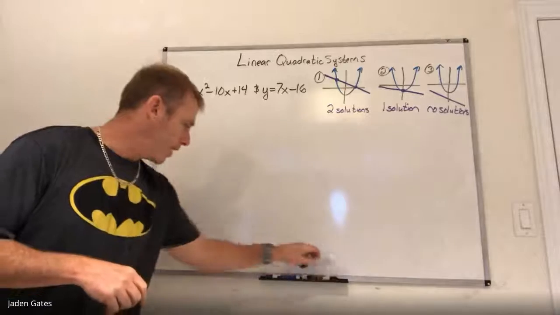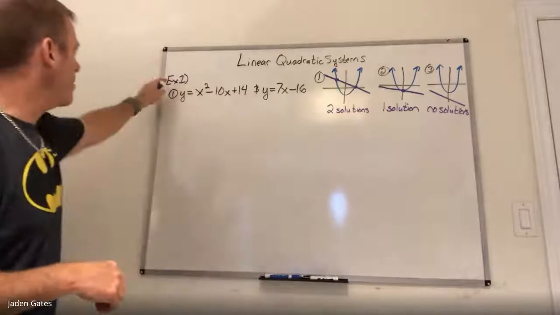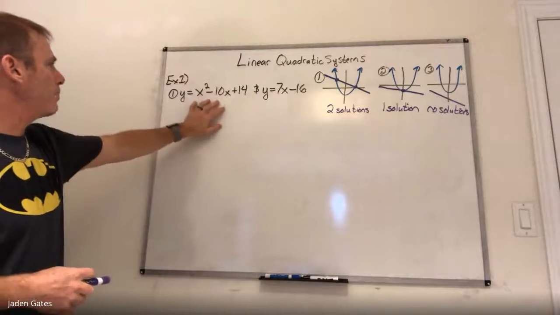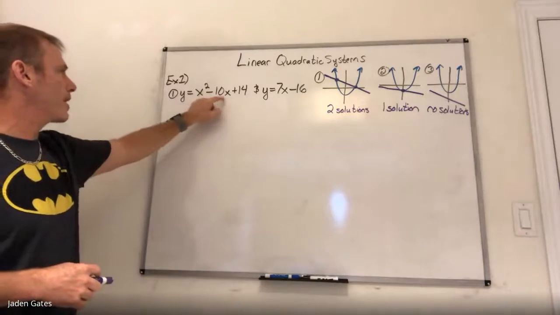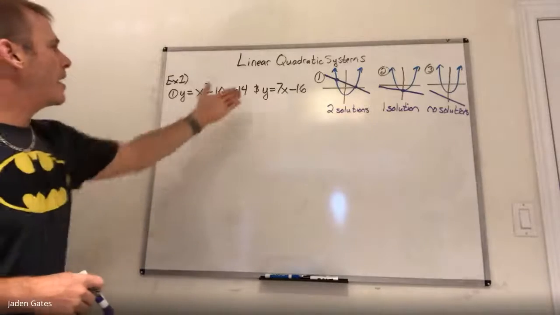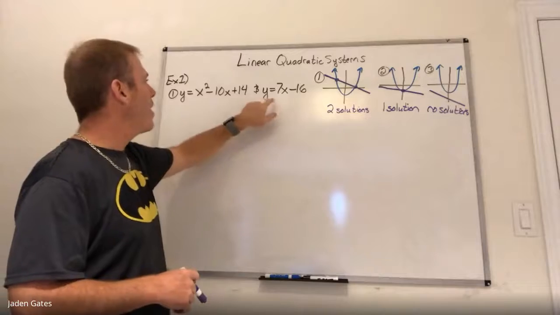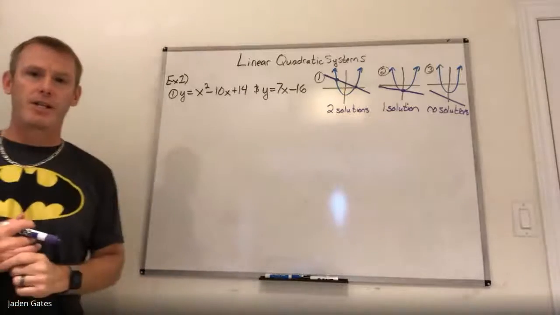Now, here's the key, example number 1. I want to find the point of intersection between this parabola here, y equals x squared minus 10x plus 14, and the linear line, well, linear, it is a line if it's linear, y equals 7x minus 16.